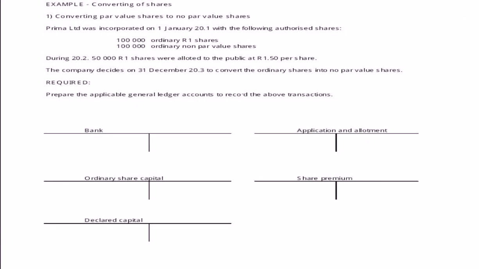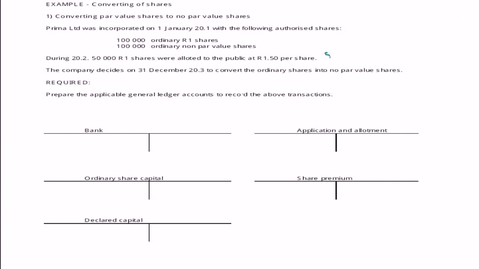Okay, so in this example, the company has 100,000 ordinary R1 par value shares authorized, as well as 100,000 ordinary no par value shares. Now during 22, 50,000 R1 shares, in other words the par value shares, that's now from long ago, were allotted to the public at R1.50 per share. Okay, so let's just do this entry first.